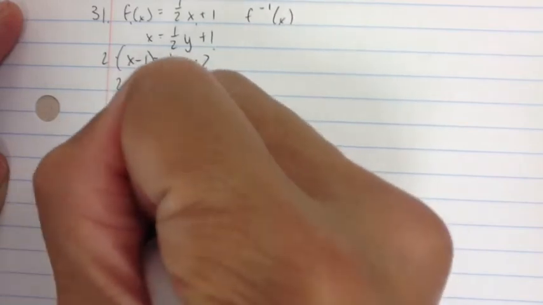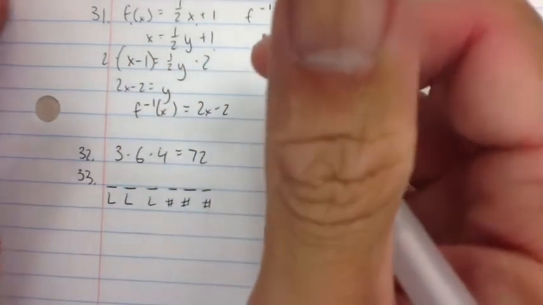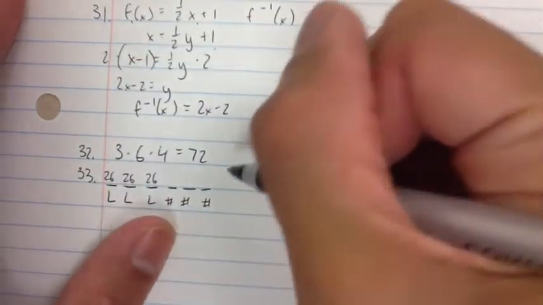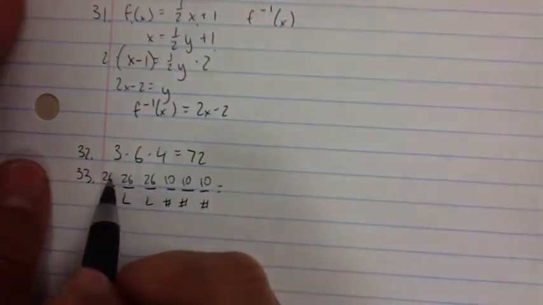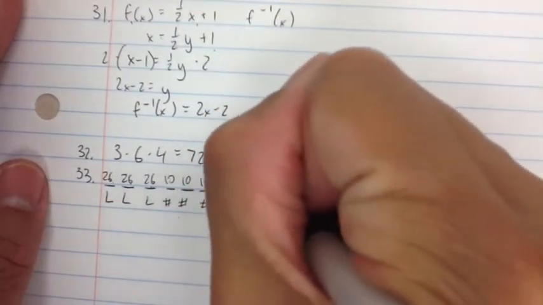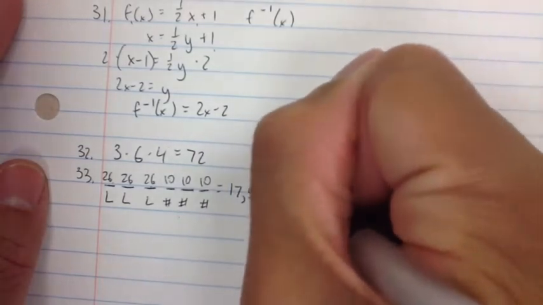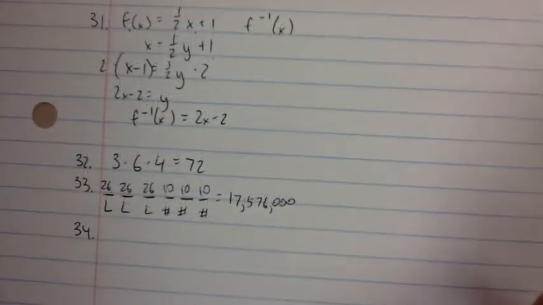This is a letter, a letter, a letter, a number, a number, a number. Letters, well, there's 26 of them. I didn't say you can't repeat, so you would have 26 there, 26 possibilities there, 10 numbers there from 0 to 9, 10 there, and 10 there, and 10 there. So you multiply again all of those combinations, you end up with 17,576,000.